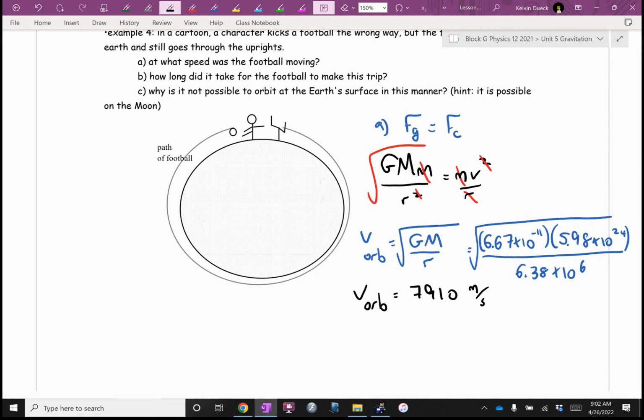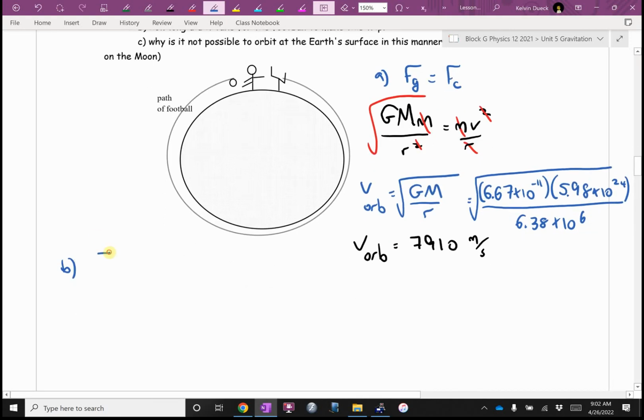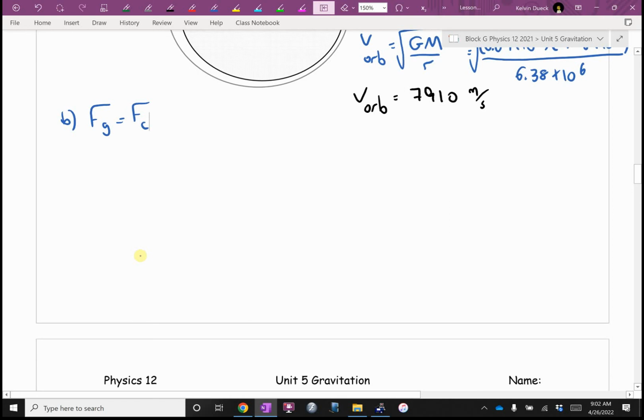Karen, what does B want me to find? In fact, you know what? I think the period, because it's how long to go around once. So for B, are we still in orbit? Well, then gravity is what's pulling me in a circle. And Karen, I'm still going to go cosmic, big G, big M, little m, over R squared equals, don't forget the little m, but which version of AC am I going to use this time? The 4 pi squared R over T squared.